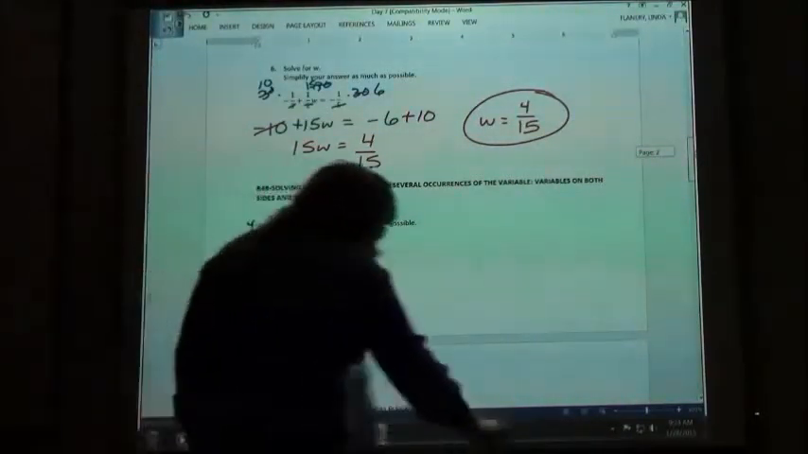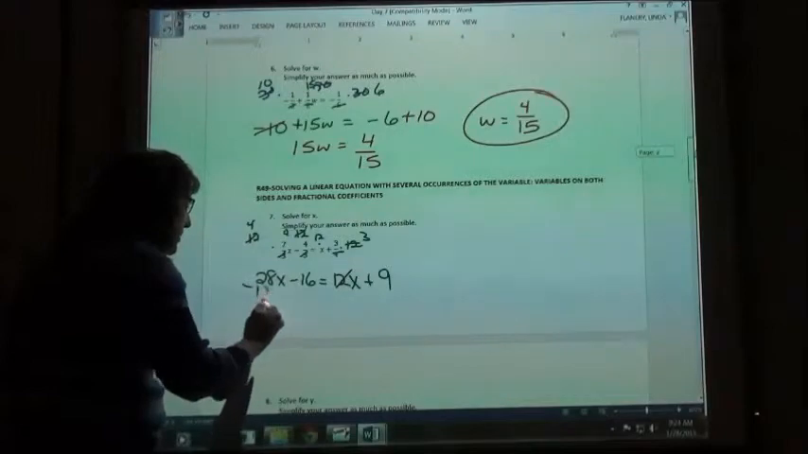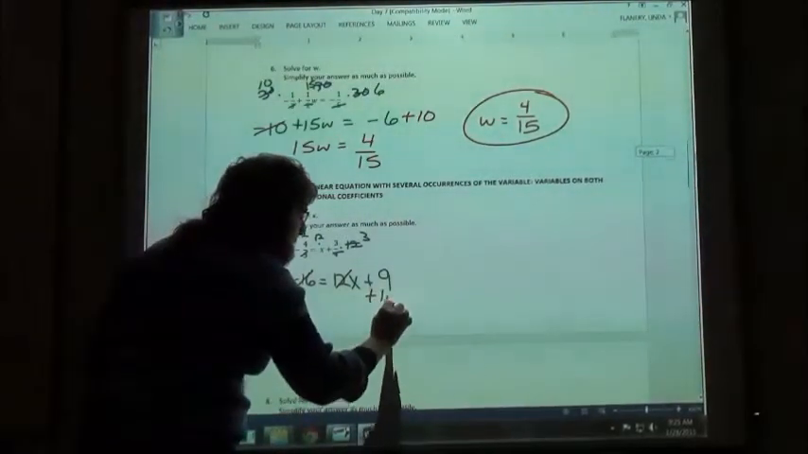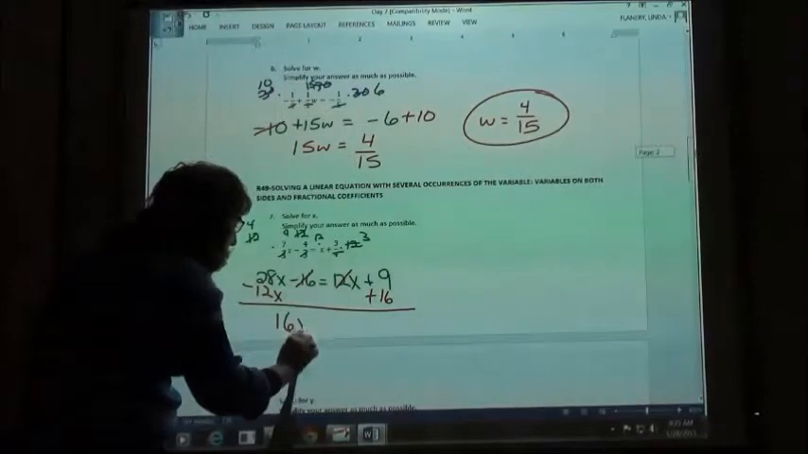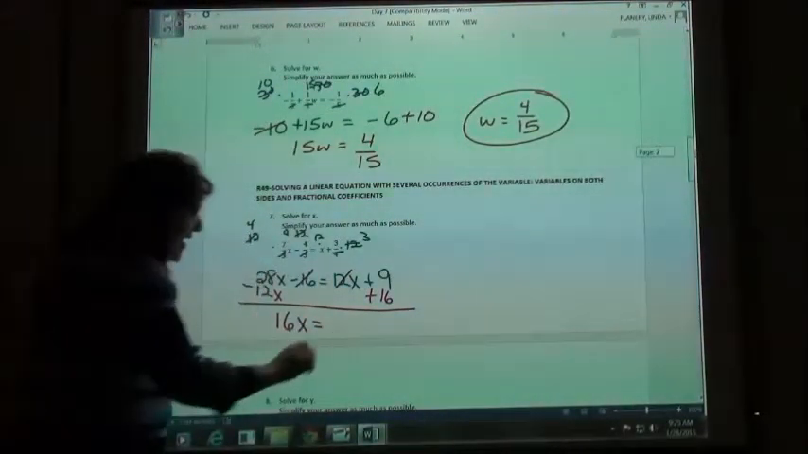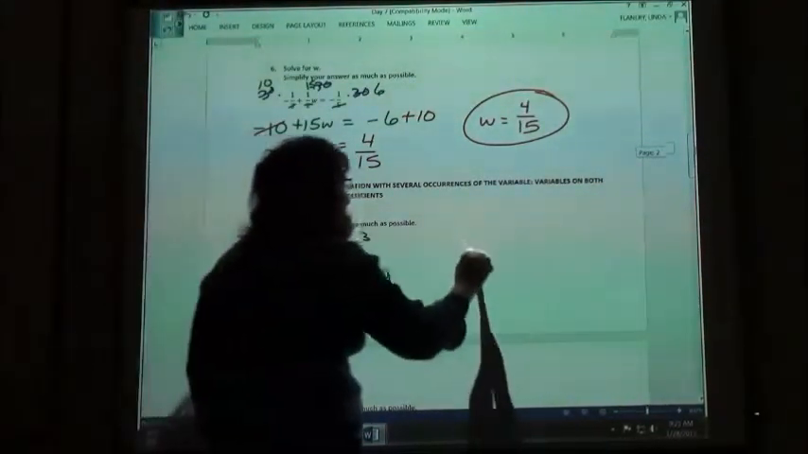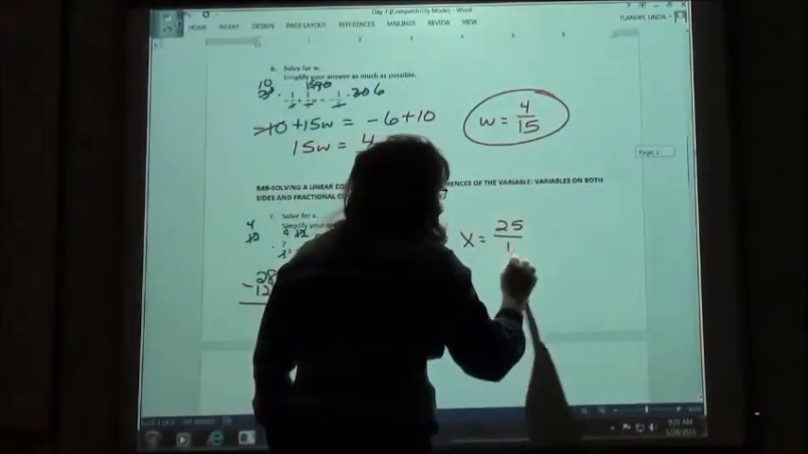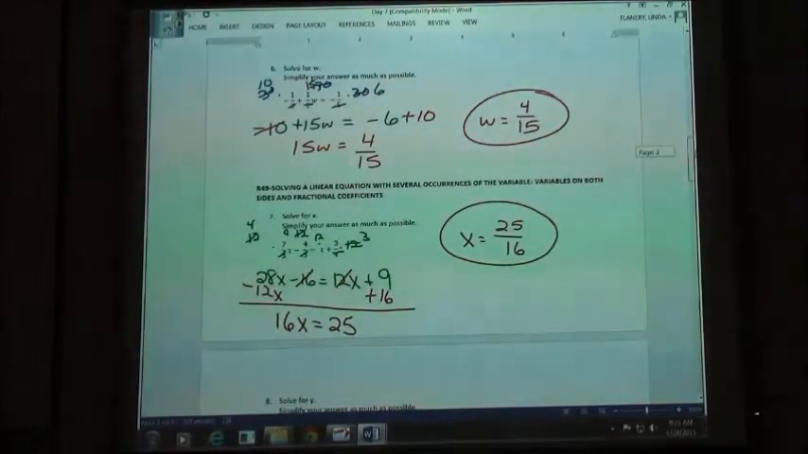So I want to solve that. Since I have both numbers and variables, I'm going to move my variables to the left, my numbers to the right. So I'm going to minus my 12x and add my 16 to move it over. 28 minus 12 will give me 16x, and 9 plus 16 is 25. And then of course my last step is dividing, so x is going to equal 25 over 16. I can't simplify that, so that's going to be my answer.